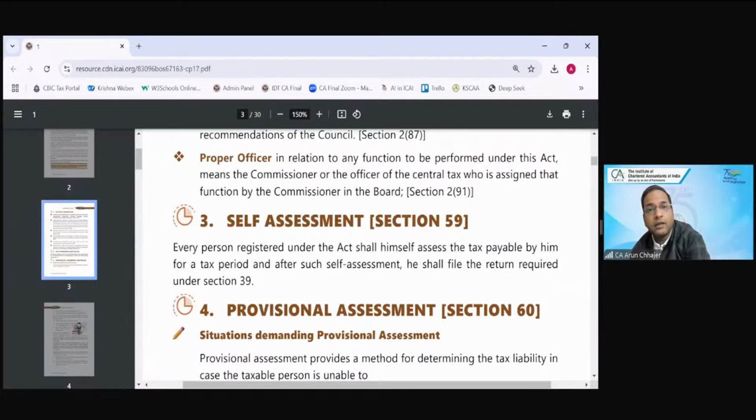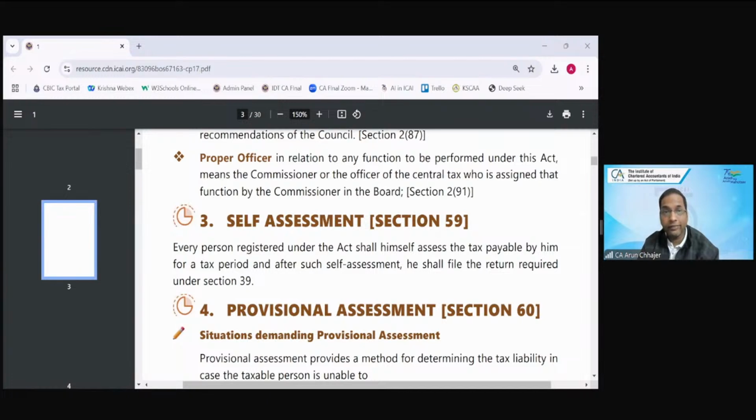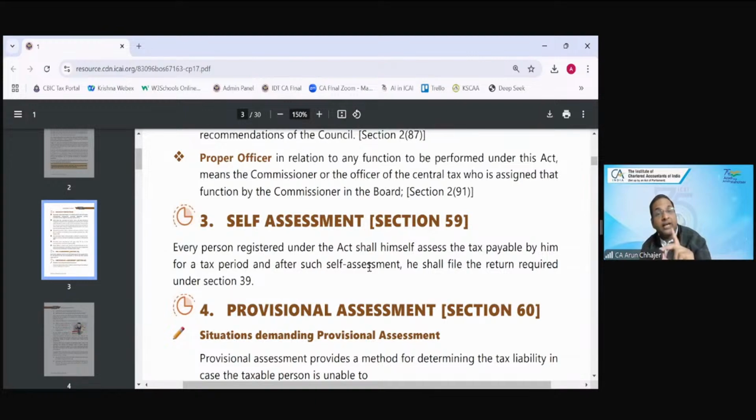What is the meaning of self-assessment? The taxpayer who is registered in GST files the return under Section 39. Can you tell me the form number of Section 39? The answer is GSTR-3B. Absolutely correct. When we file GSTR-3B, we determine our liability, our ITC, and our inward supplies liable to reverse charge. That is nothing but self-assessment.